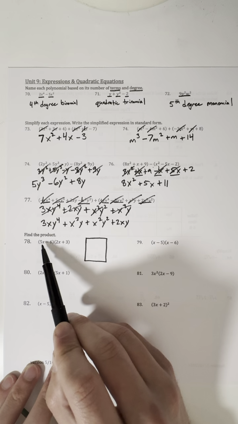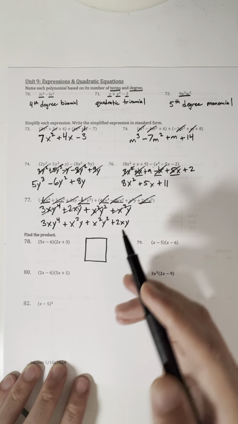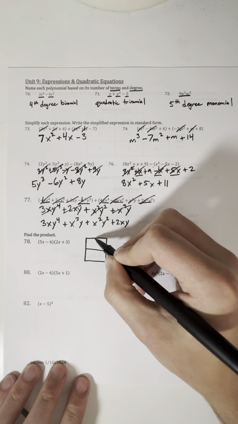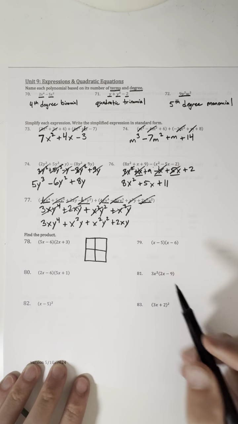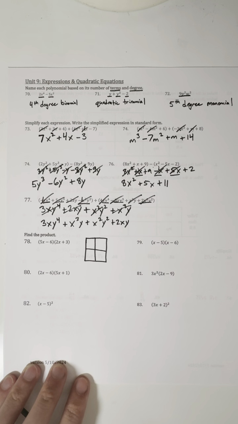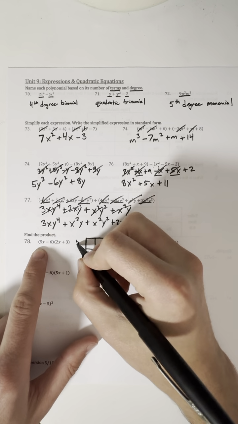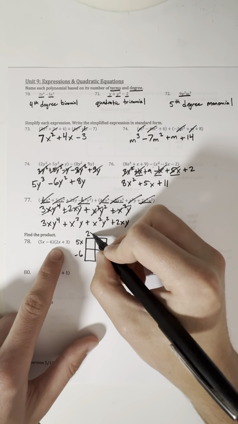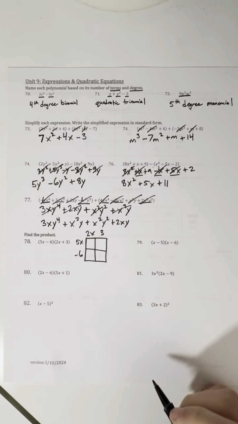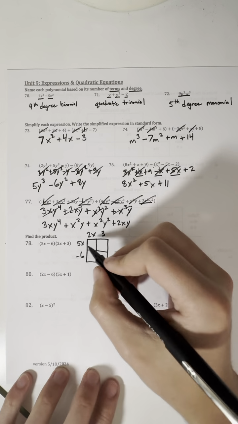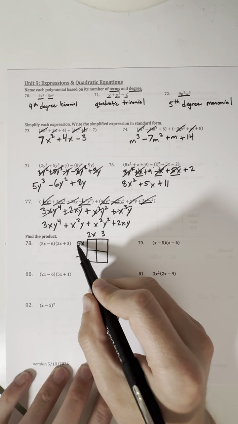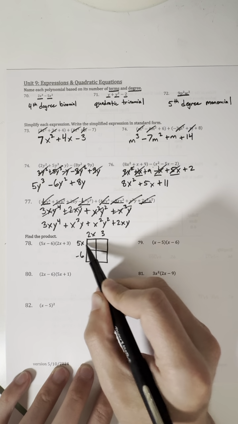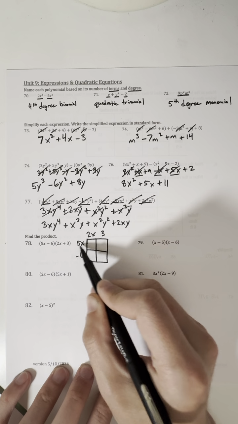But I just like to take 5x minus 6 and 2x plus 3 and set up, because there's 2 terms here and 2 terms here, a little 2 by 2 box. 5x minus 6 I'll put on one side. 2x and 3 I'll put on the other side. And then the box helps me multiply each pair. So 5x times 2x is going to go in this top left box.